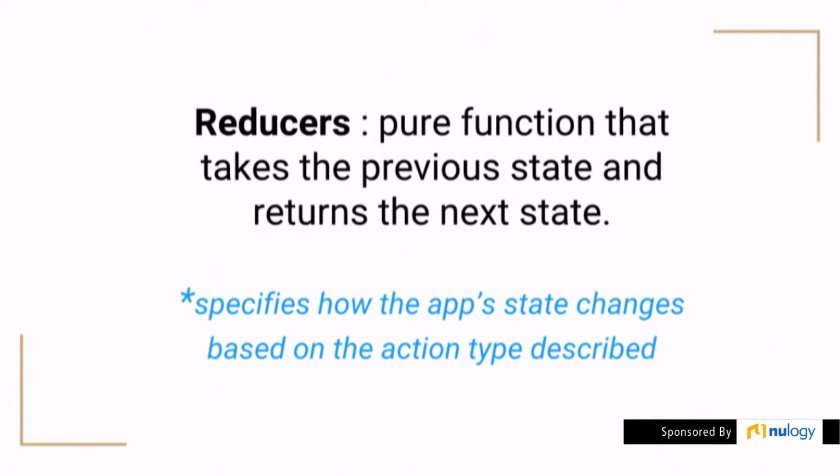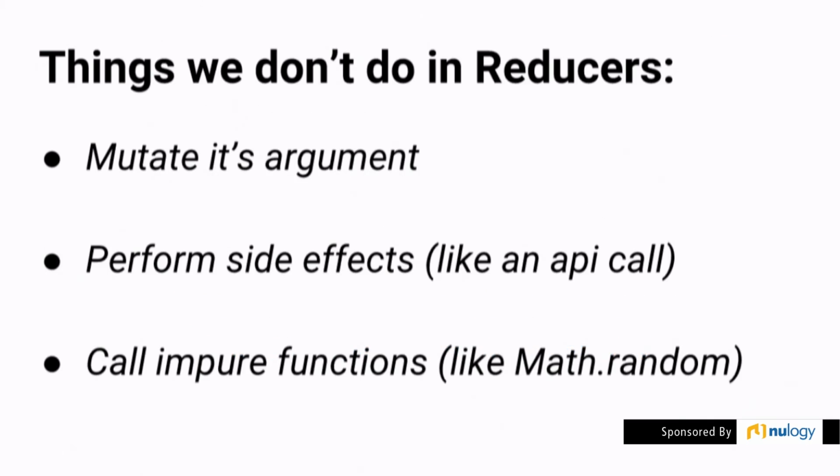If you're familiar with the reduce method in JavaScript, then you know that reduce takes two things and returns one thing. And that's what's happening in this situation too. It takes previous state and the action, and it gives you next state. So it specifies how the app state changes based on the action type that was previously described.